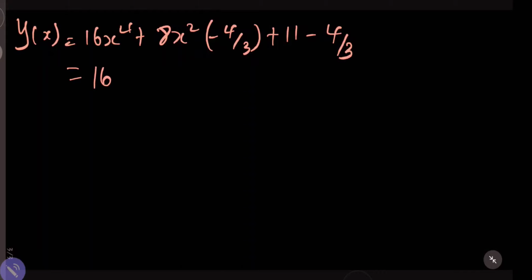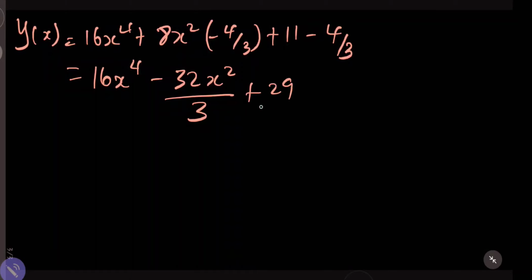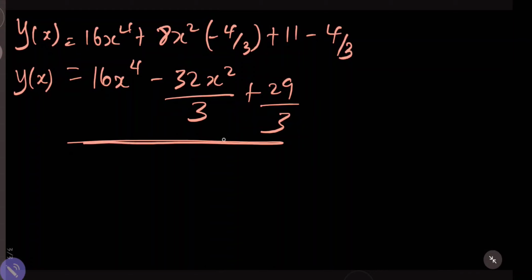So this is the same thing as saying 16x raised to the power 4. If you multiply this, you would have minus 32x raised to the power 2 all over 3. And if you subtract 4 over 3 from 11, you would have plus 29 over 3. Now, this is our answer.